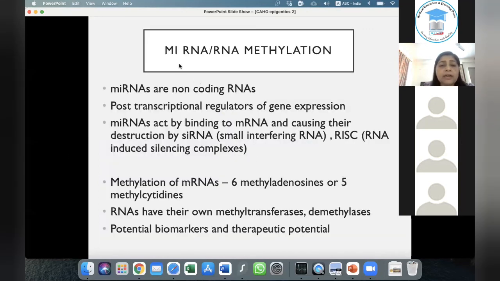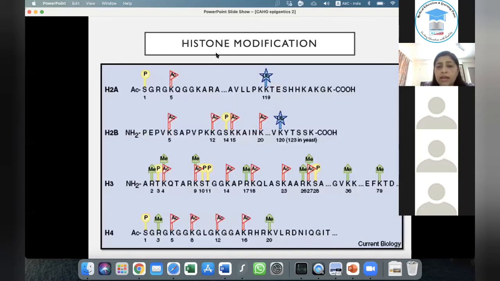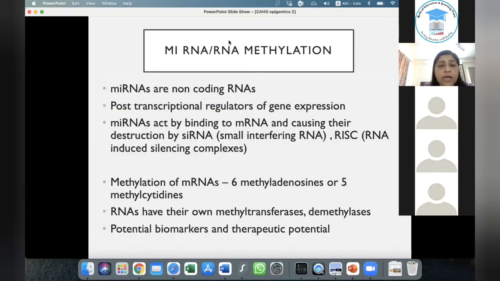And there are other methods of modification as well. What are they? They are through the microRNAs. Now, microRNAs are actually non-coding RNAs. They do not code, and they are also responsible for post-transcriptional regulation of gene expression.